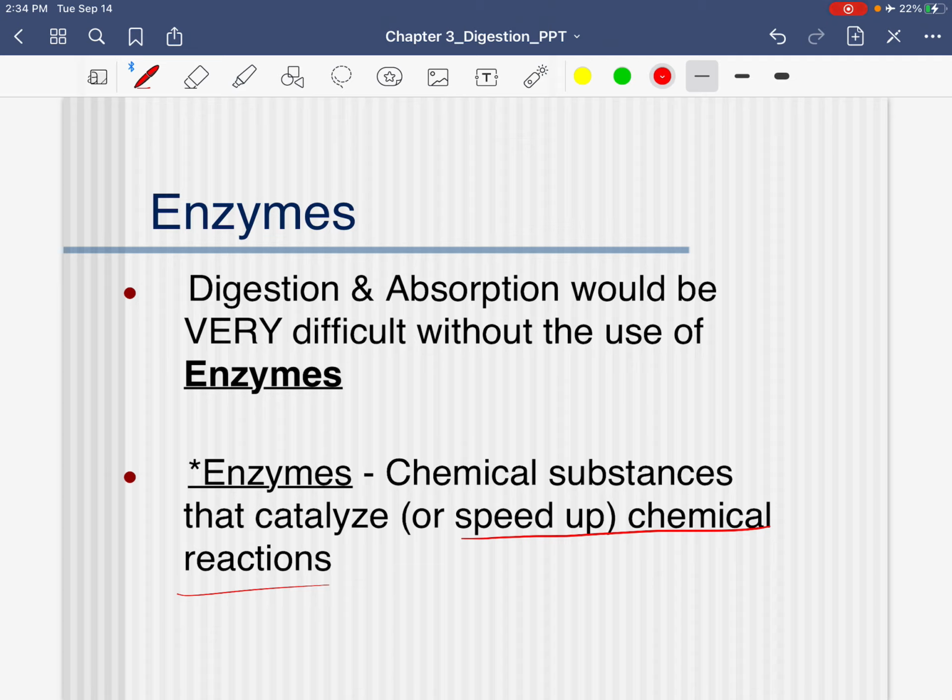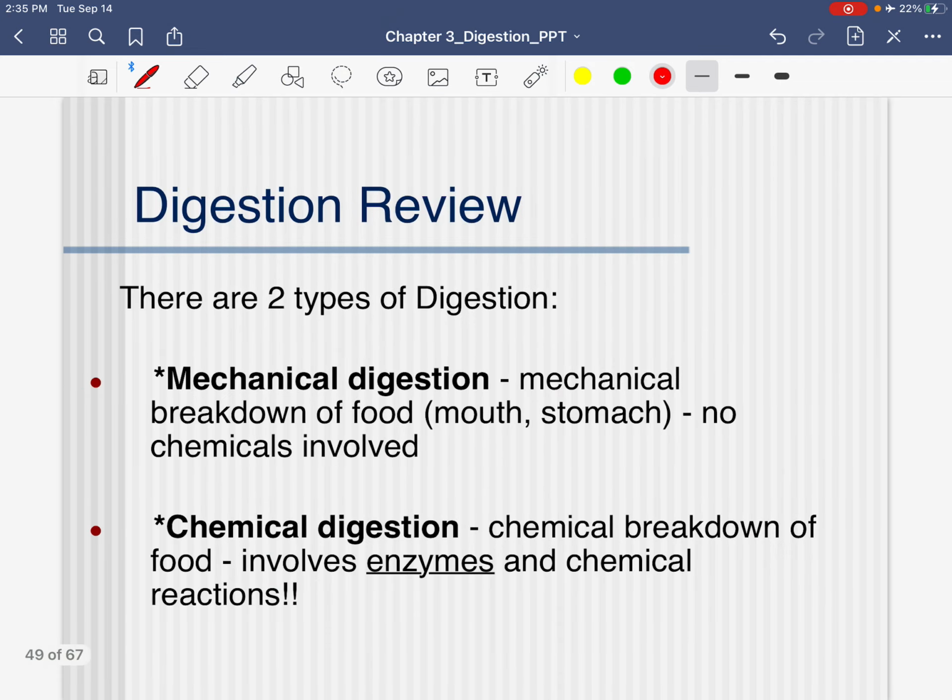Now, theoretically, a chemical reaction could still happen without an enzyme, but the reactions would happen so slowly that it wouldn't be able to have our body keep up with its needs. So they are absolutely vital. Small proteins that speed up or catalyze chemical reactions. We already talked about this. Mechanical digestion is to break down using mechanical force, like chewing. Chemical digestion is to break down food through chemicals, meaning enzymes.